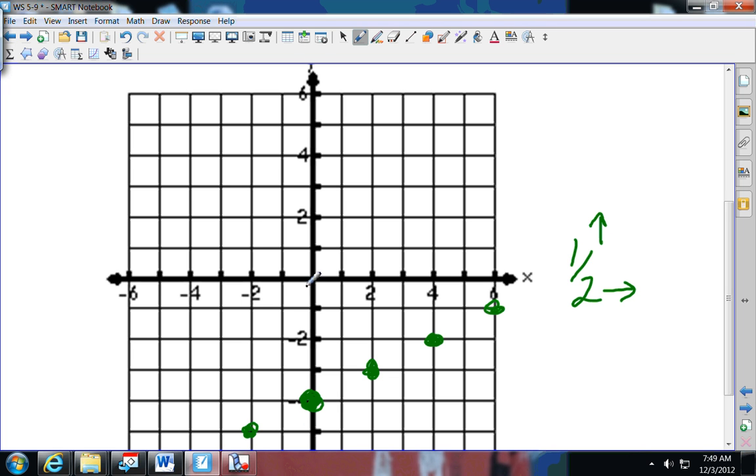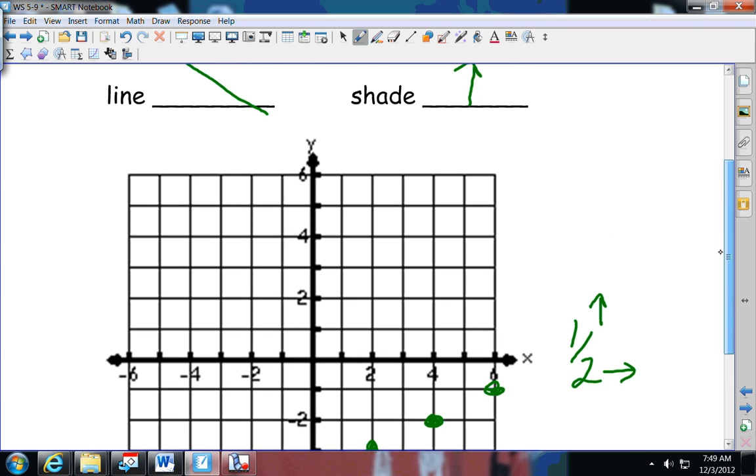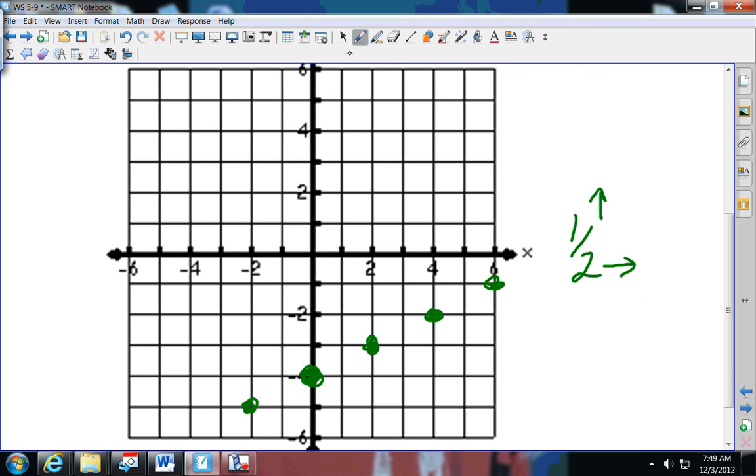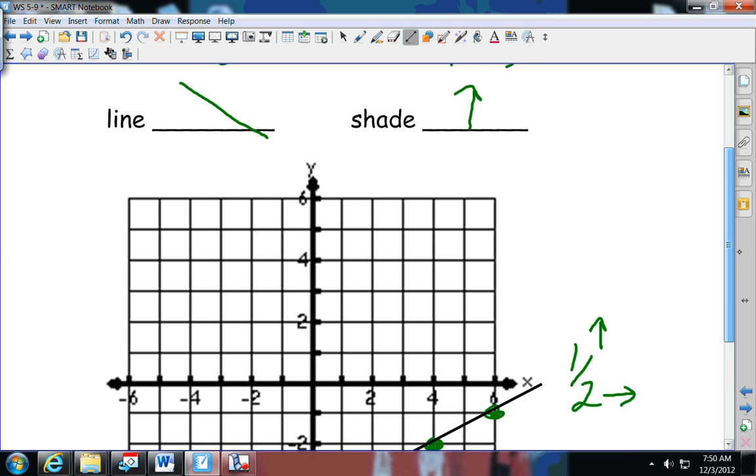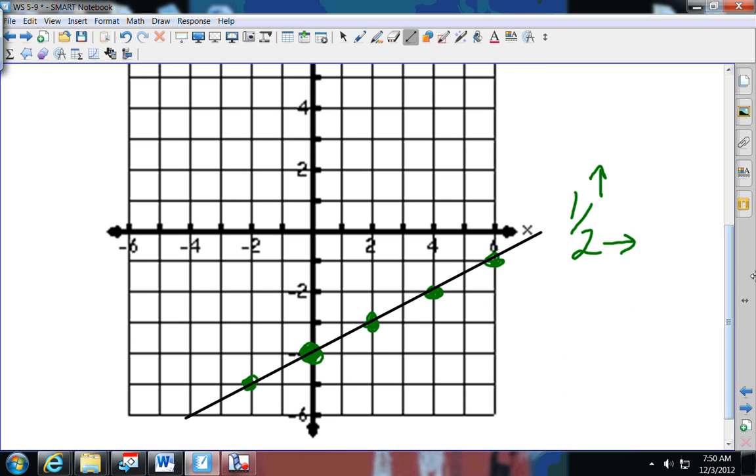Now, is it solid or dashed? What did it say? It's solid as a rock because it is equal to. So, I'll just connect my dots. Everything on that line is a solution because it's equal to. Now the shading, it says to shade above because it's greater than. So put your pencil on the y-intercept. Draw a line up. That's the side of the line you shade. Everything that's above.